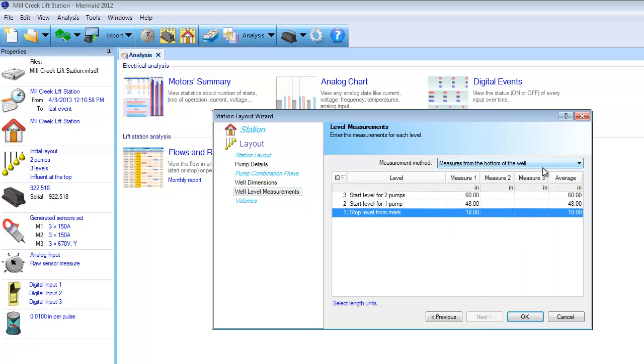This one's measuring from the bottom of the well, so there were transducers used in this lift station. The pressure transmitter was reading 18 inches, 48 inches, and 60 inches. If you measure from the top of the well, it would be just the reverse, and you would select measure from the top of the well, and then the largest number would be at the bottom. But we're not going to change that. We're going to leave it at the bottom of the well.